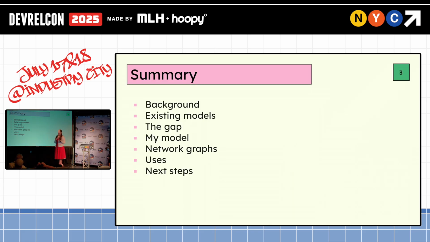Okay, so let me give you a quick summary of what we're going to cover. First, I'm going to give you a background of how I got started on this idea and some existing models that I explored as a foundation. I'll talk about the gap I saw with those models that led me to develop my own, and then give you that quick overview of network graphs, the basics you need to know, and the uses I see for implementing the model and some next steps I'm going to be working on in the future.